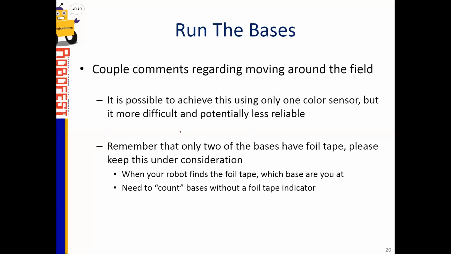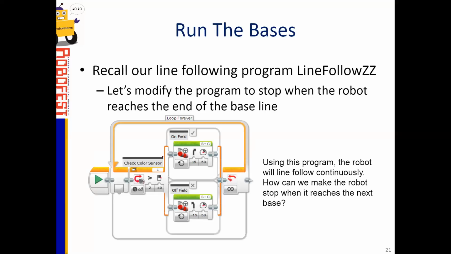Remember that only 2 of the bases have foil tape, so we're not going to cover this, but something you might want to do is to add in a way to have your robot count how many foil tapes it sees, so you know which base you're on and whether or not you're between the home base and the other side foil.